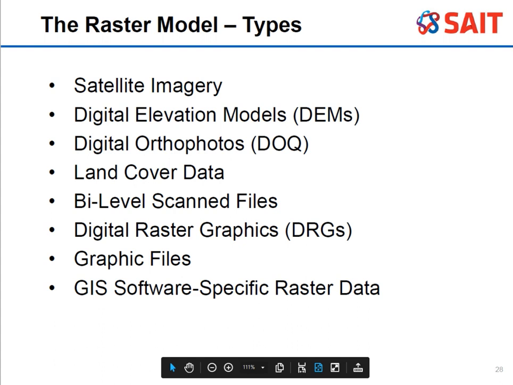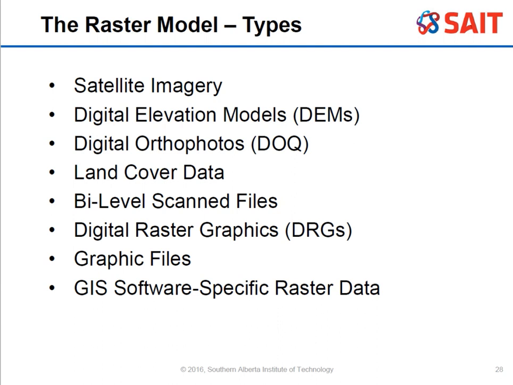So rasters, there's a lot of different kinds of rasters. Some of the more common ones are listed here. We have satellite imagery. There's also digital elevation models. And again, digital elevation models and digital terrain models, one can argue whether they are going to be rasters or not, because LiDAR is kind of a funny one because it is kind of both vector and raster at the same time, showing elevation. But we like to show elevation as a raster because it is continuous data. There's also orthophotos and land cover data, like forests and prairies, etc. We can have bi-level scanned files, digital raster graphics files, and then GIS software specific raster data. So if I'm going to create some sort of GIS raster, then I have my own special type for that one.